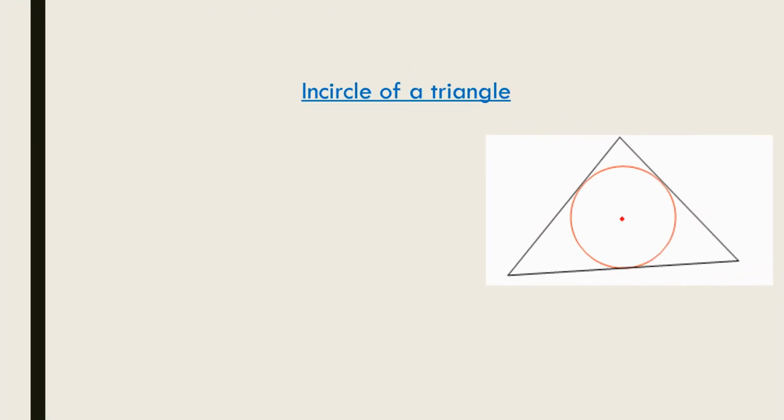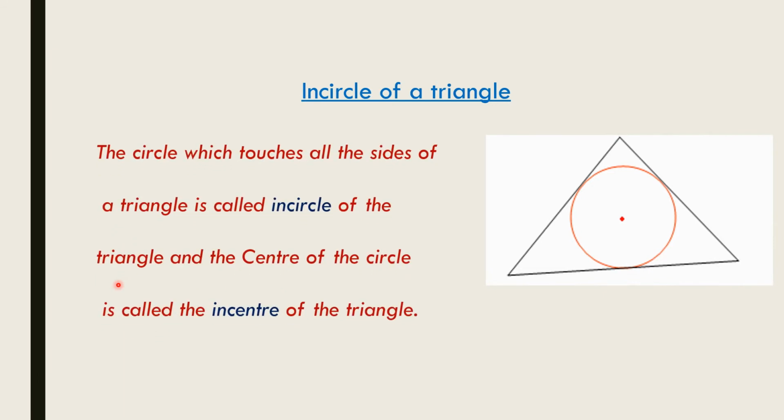Let's learn the incircle of a triangle. What is the incircle of a triangle? The circle which touches all the sides of a triangle is called the incircle of the triangle, and the center of the circle is called the incenter of the triangle. In this figure, the circle touches all the sides of the triangle. Therefore, this is the incircle of the triangle, and the center of the circle is called the incenter of the triangle.